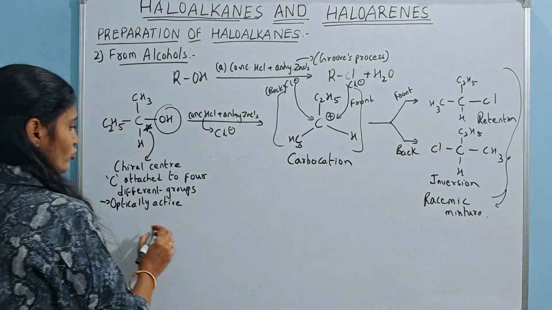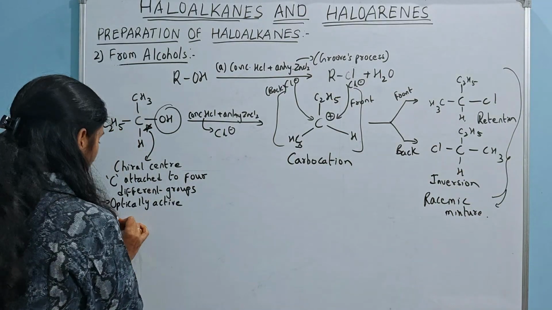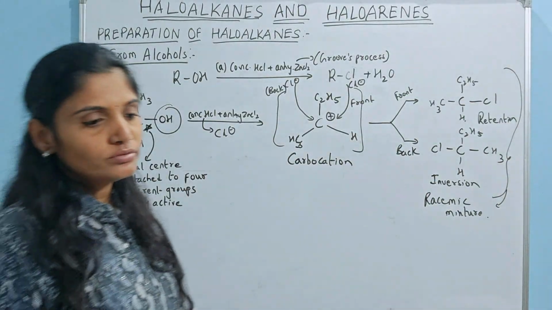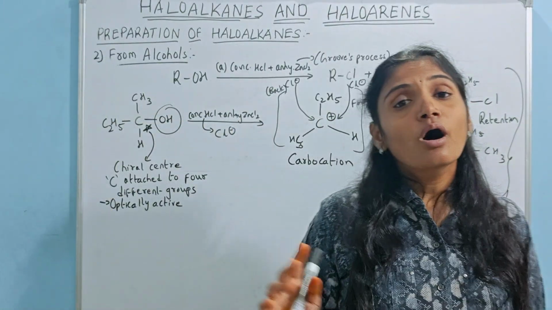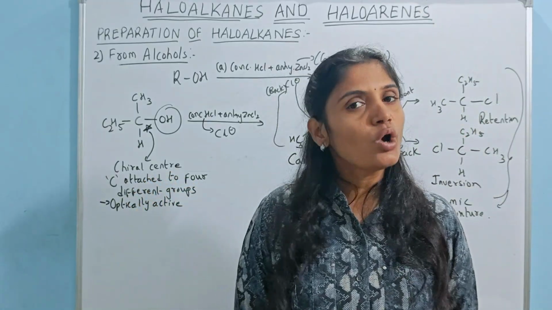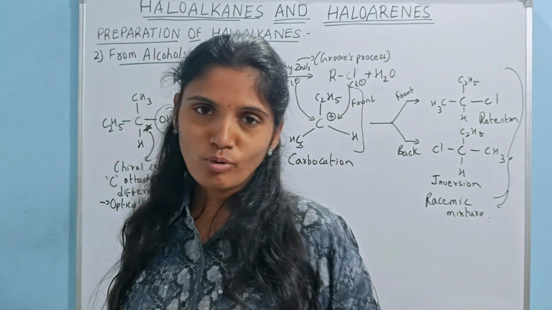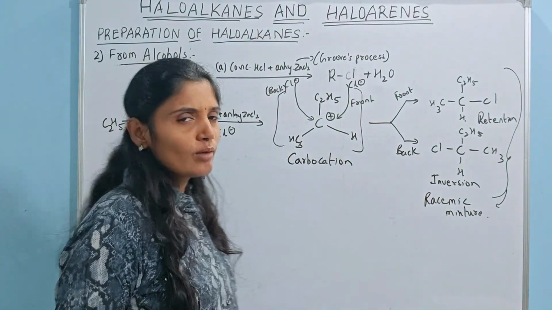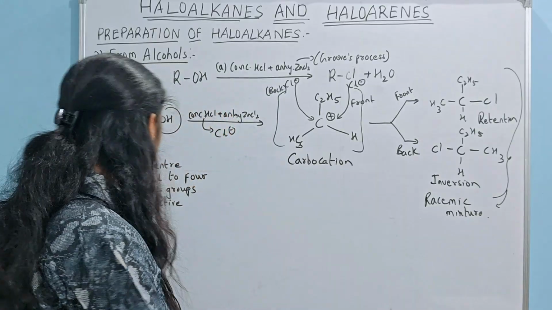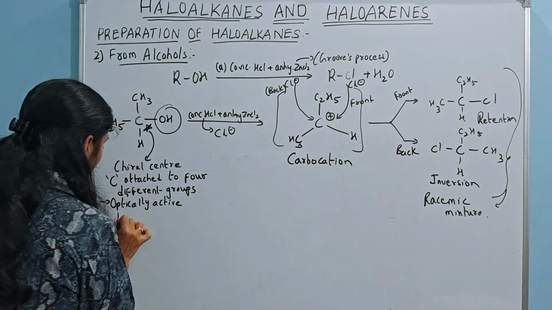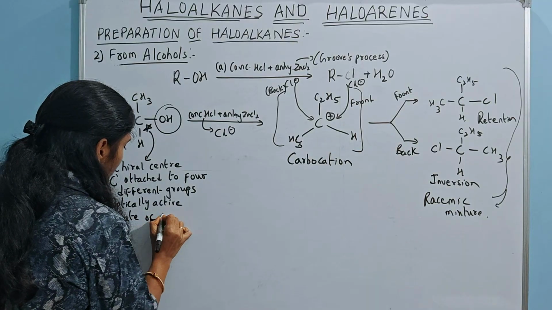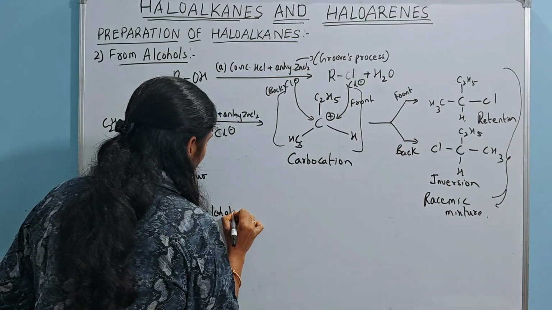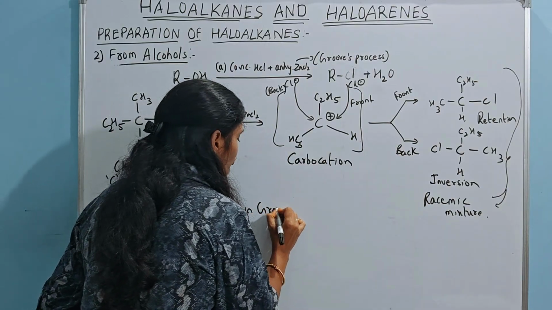Now one more important concept we will study here. What is that important concept? Is rate of reaction depending on the intermediate. Now we know carbocation is the intermediate. Now which carbocation is more reactive, which carbocation is less reactive? So what am I trying to tell here? Let me tell. Rate of reaction of alcohols in Groove's process.